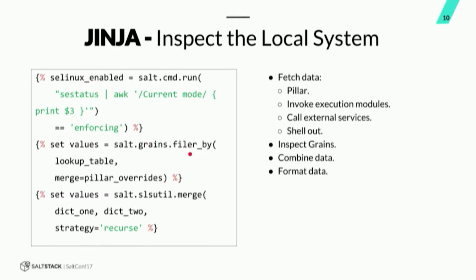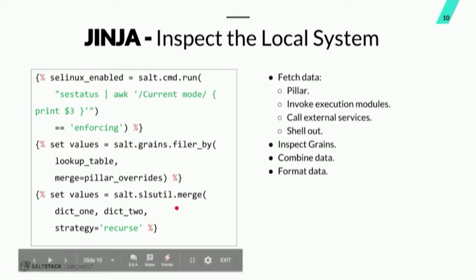Filter by, we're going to circle back to in a big way when we talk about map files. There's also ways to merge dictionaries. Inspect grains, combine data, right? You're querying all of these services, the local system, external services, and you're producing data, and then you're probably going to want to combine that so that you can then do something with it. Maybe it's overriding defaults. Maybe it's cobbling together complete data from several independent sources, that sort of thing. And then format it.